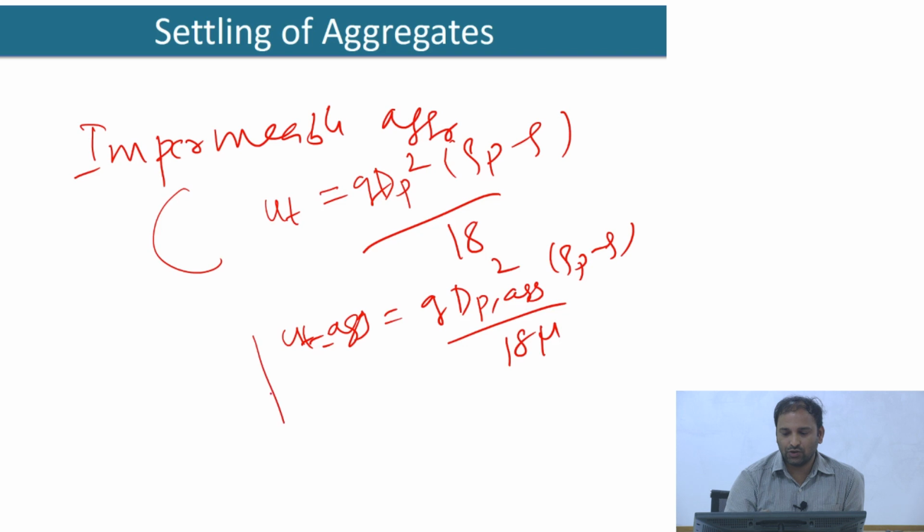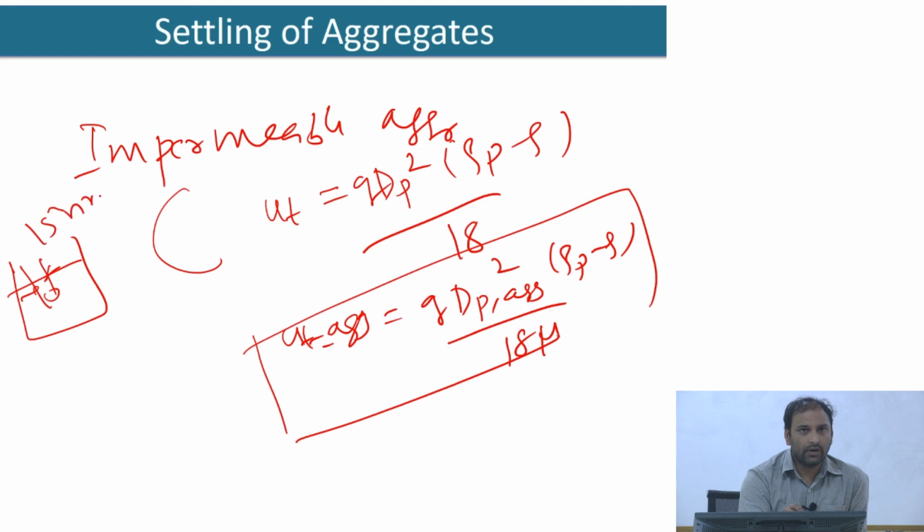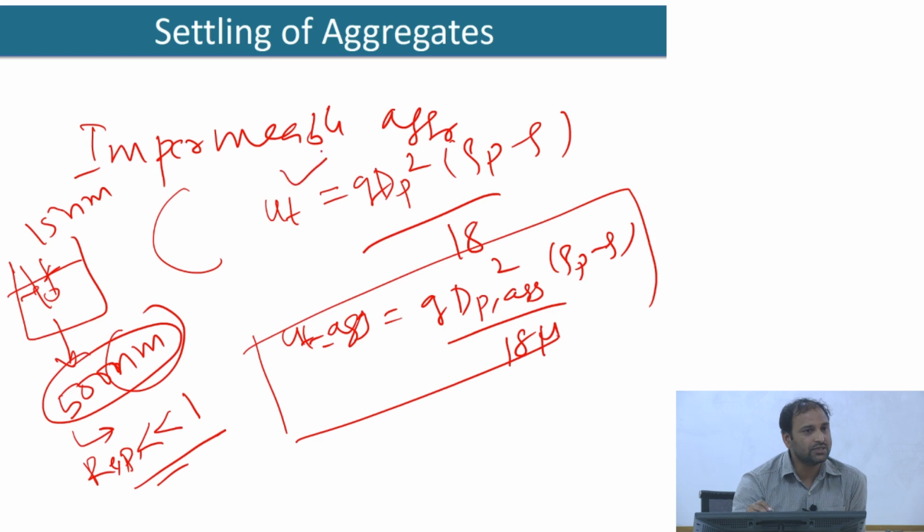And I gave an example as to why I could still go ahead and use the Stokes settling expression. If I take, say, a 15 nanometer particle, and even make an aggregate which is say 500 nanometers in diameter, the aggregate you are getting is still in the nanometer size range, and your Reynolds number, Re_p, would still be much less than 1. Therefore, I could still go ahead and use this. This is where we had stopped yesterday.